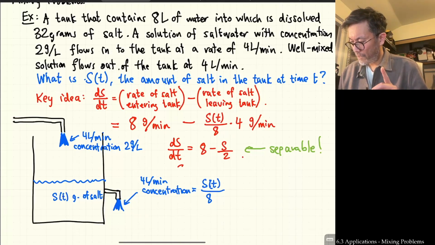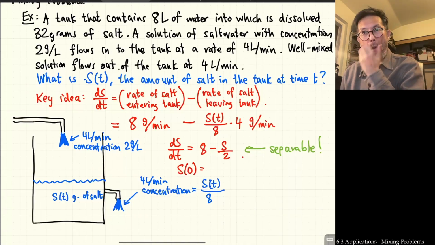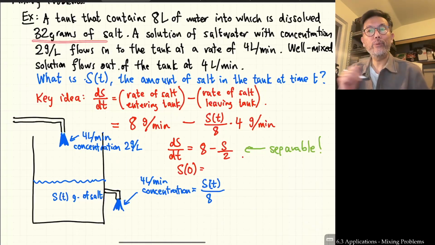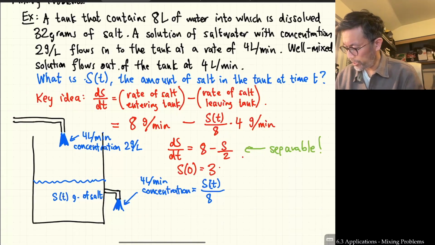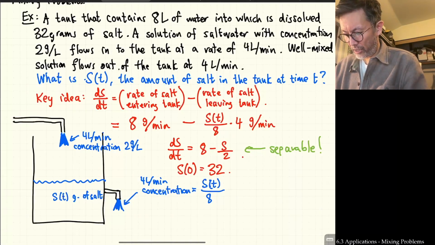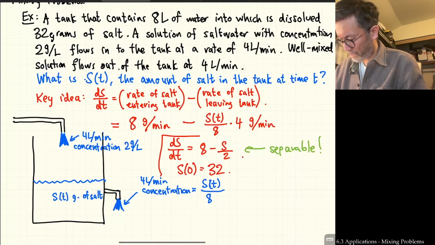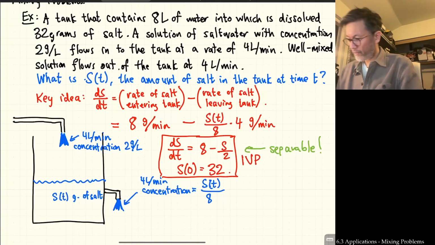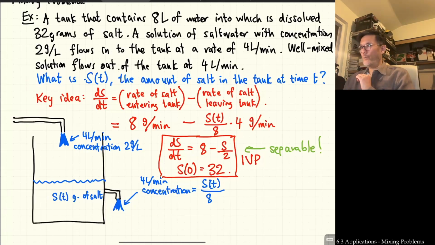What is S of 0? What is the amount of salt present in the tank at time t equal to 0? It is 32 grams of salt. So S of 0 is 32 grams. So this is our initial value problem. Let me just acknowledge that. This is our IVP. And this is the IVP that we wish to solve.